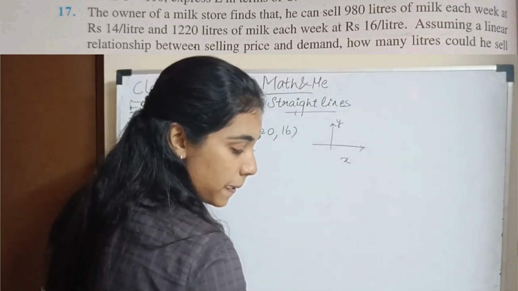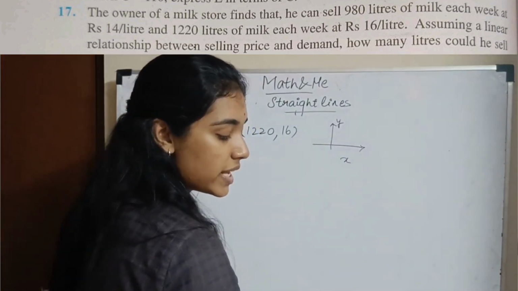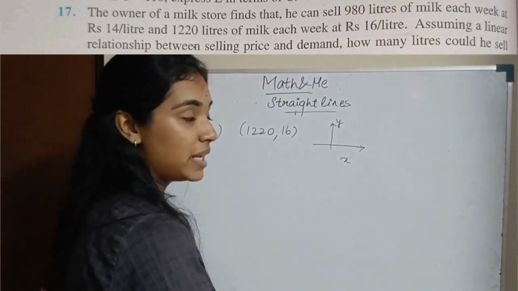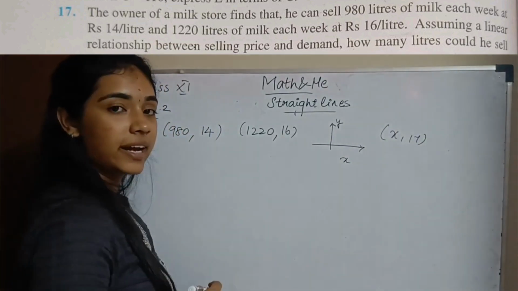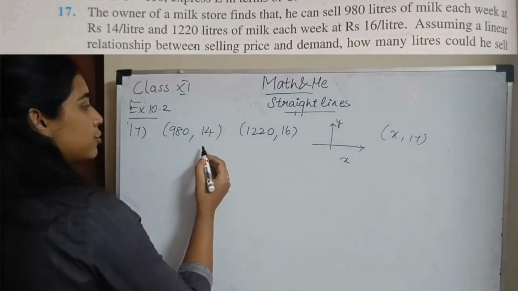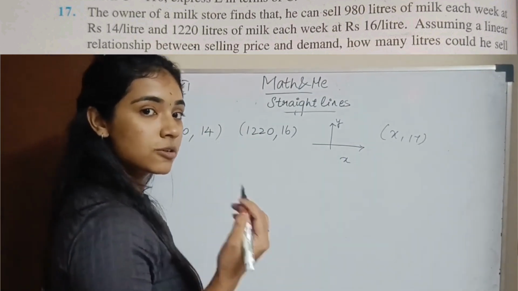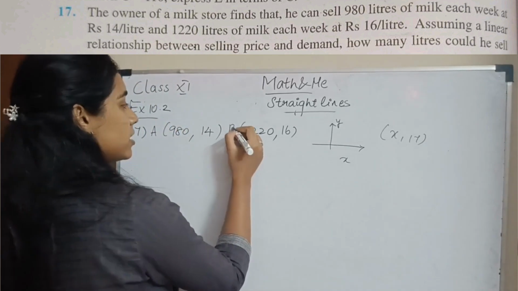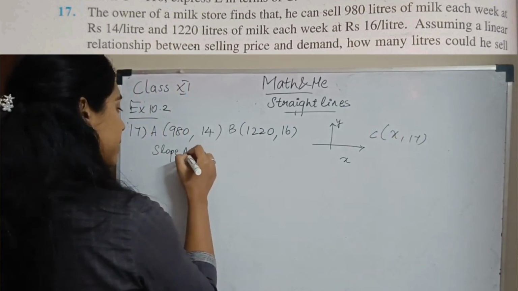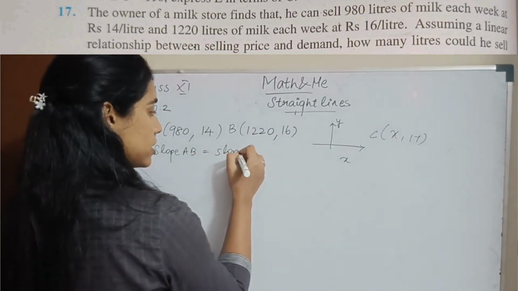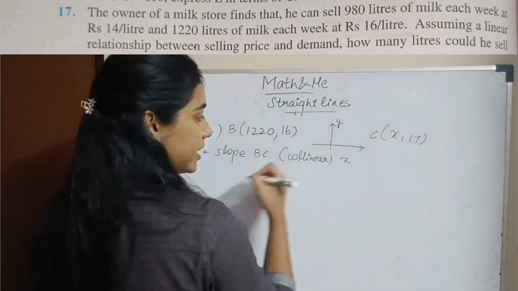So what is asked? Assuming a linear relationship between selling price and demand, how many liters could he sell weekly at 17 rupees per liter? So he is asking what is the value of x when he sells at the rate of 17 per liter. So this is a linear graph. You understand that? So you use the collinearity. So this is point A, this is point B and this is point C. So what do you know? Slope AB equals slope BC. That's because of collinearity. Okay.